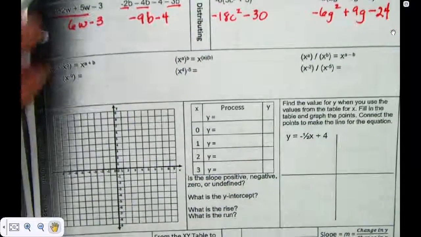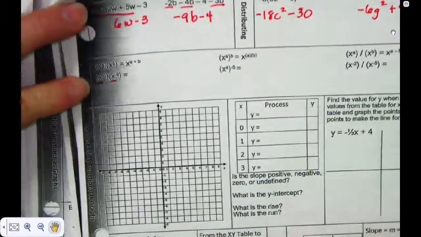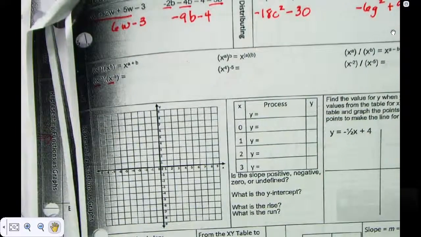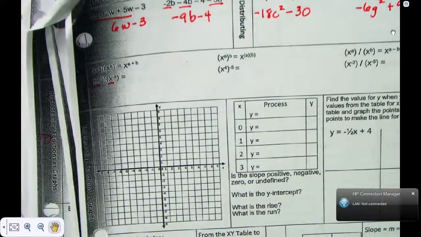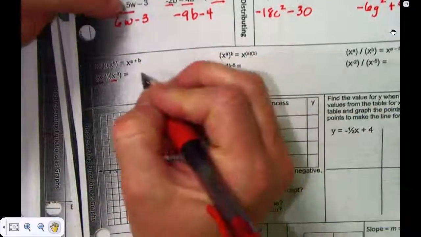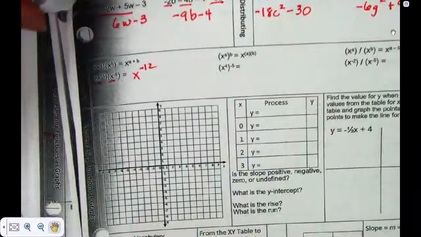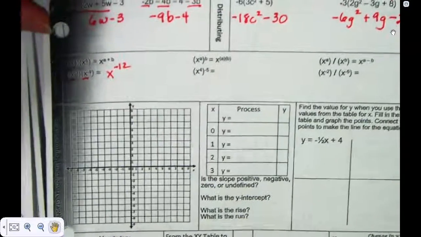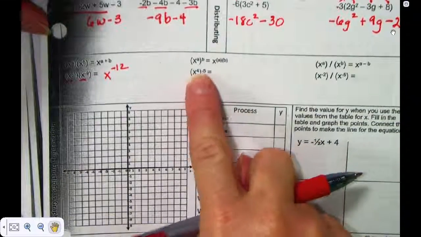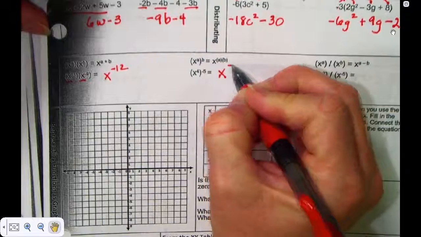Okay, the next row. We just learned this yesterday. When you're multiplying the same bases with an exponent, all you do is add the A and the B. So what are you getting? X to the what? Negative 12. Negative 3 plus negative 9, negative 12. Now we're taking a power of a power, so we're going to multiply and get negative 20.